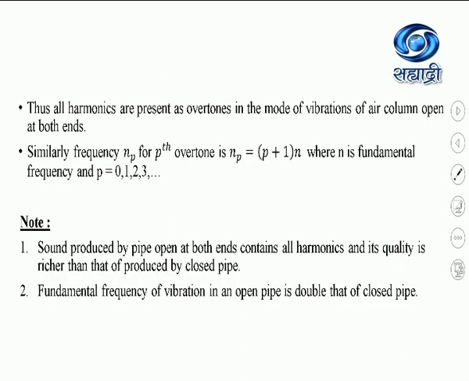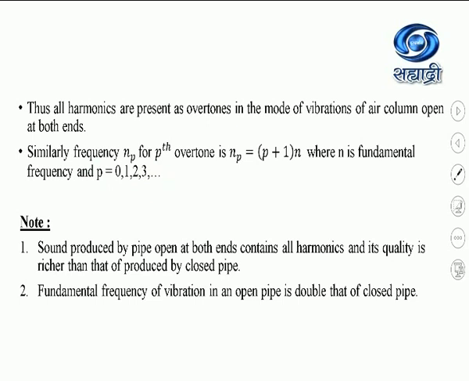vibration. So we can say, thus all harmonics are present as overtones in the mode of vibrations of air column open at both ends. Similarly, frequency Np for pth overtone is Np equal to (P plus 1) into N, where N is the fundamental frequency and P equal to 0, 1, 2, 3 and so on.